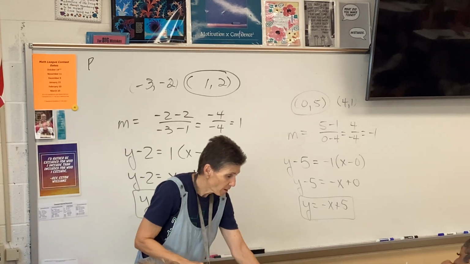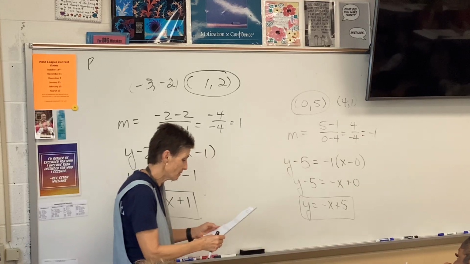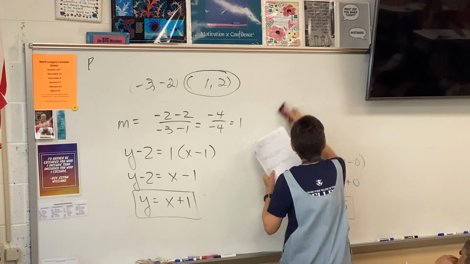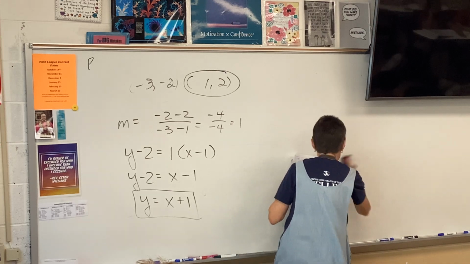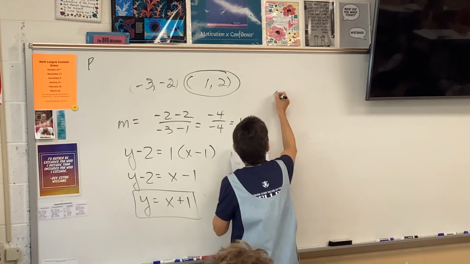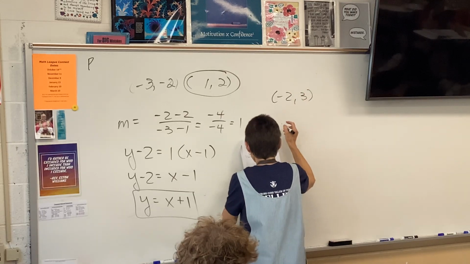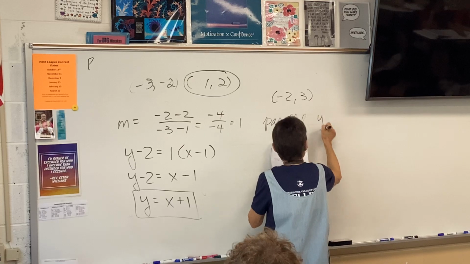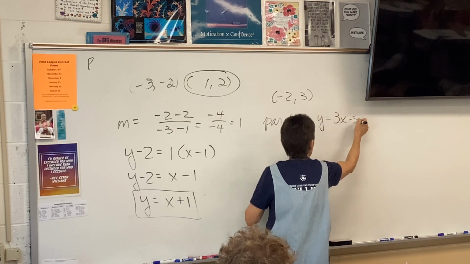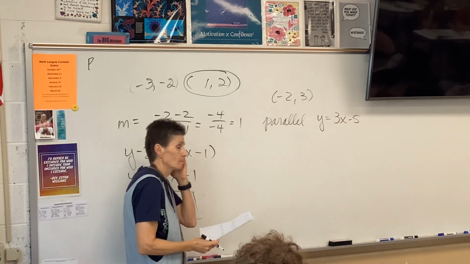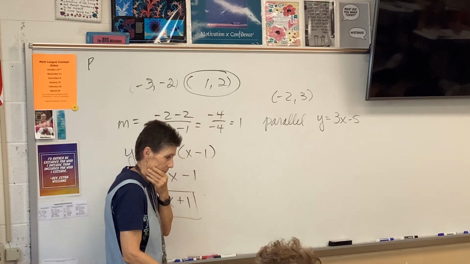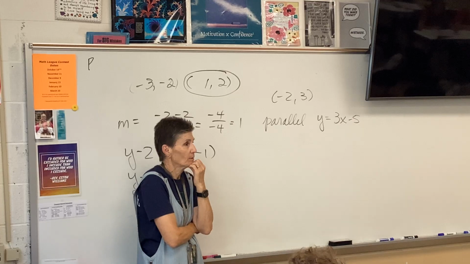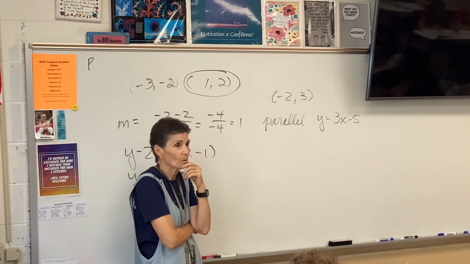All right, let's look at the next problem then. Write the equation of the line through -2, 3 and parallel to y equals 3x minus 5. Tell me anything you know about this problem. What pops into your head? What are you thinking about?